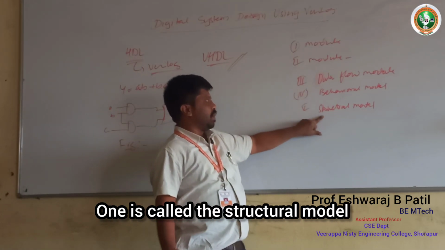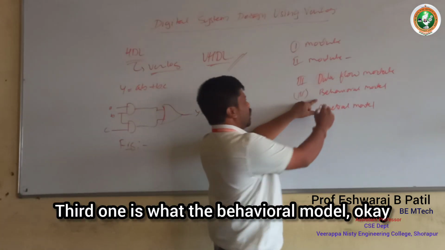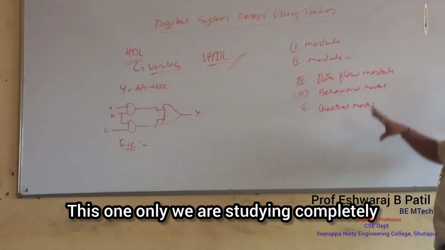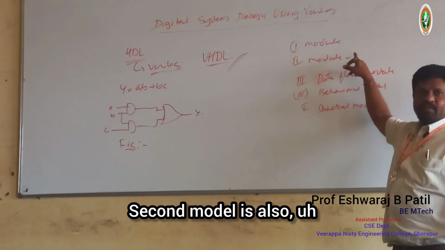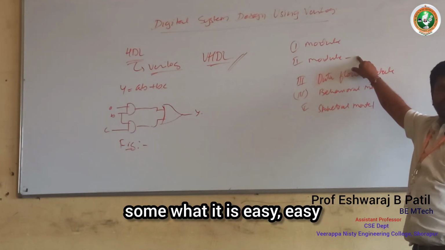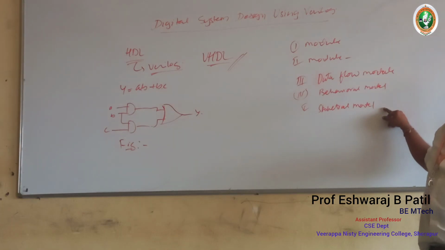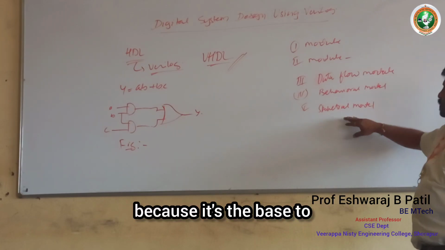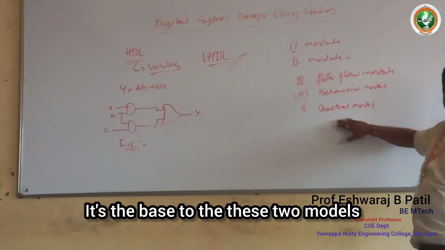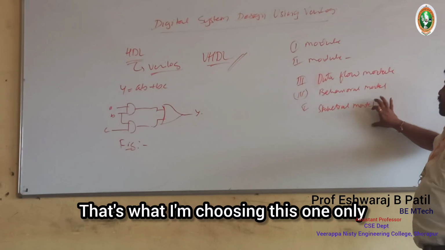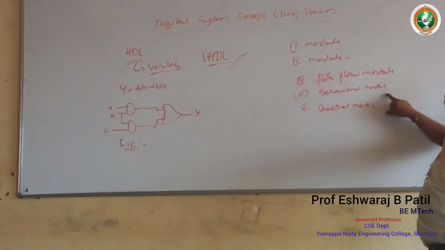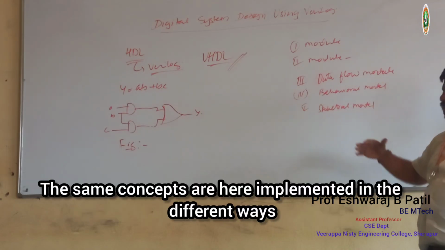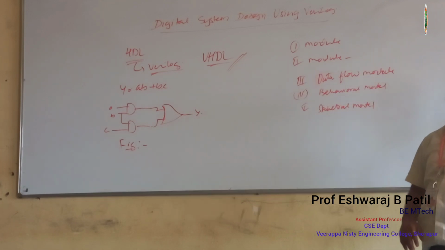I can design this complete system in three ways: the structural model, the data flow model, and the behavioral model. Completely this is what we are studying here. The first module is very easy, and the second module is also somewhat easy. After the first and second modules, I will take the structural model, the fifth module, directly, because it is the base for the other two models. If you know the structural model, you can easily write the data flow model, and you can study the behavioral model too. The same concepts are implemented in different ways.